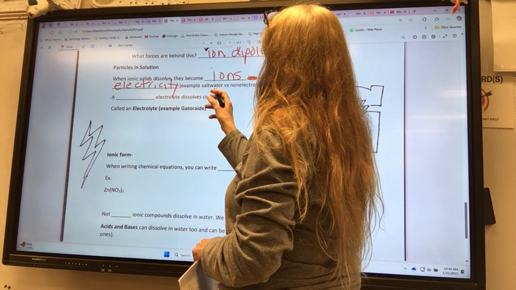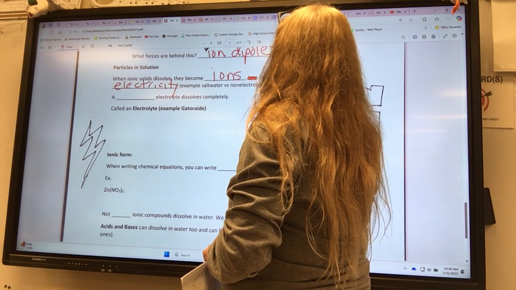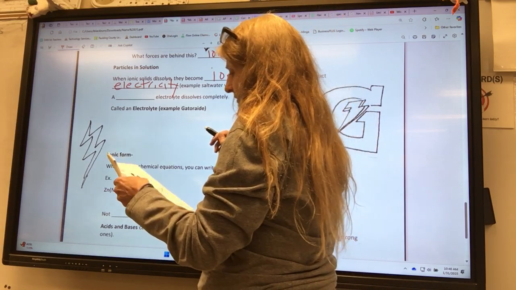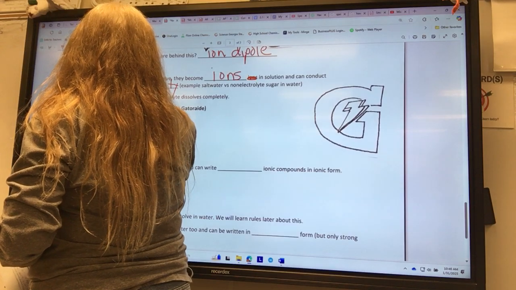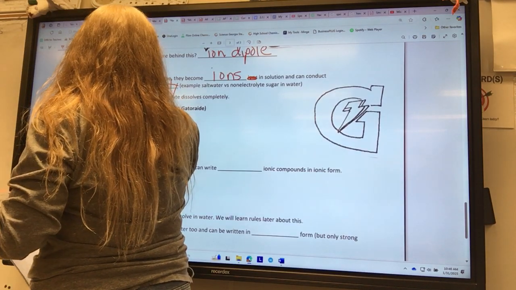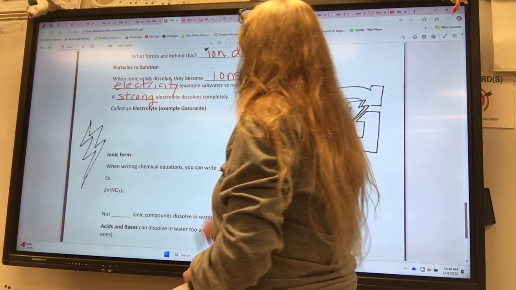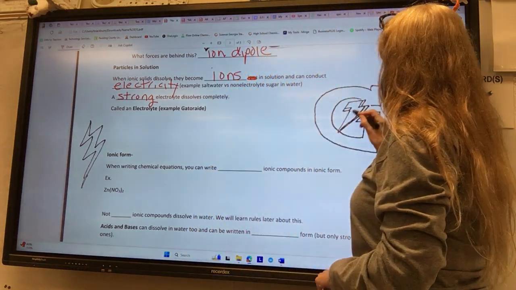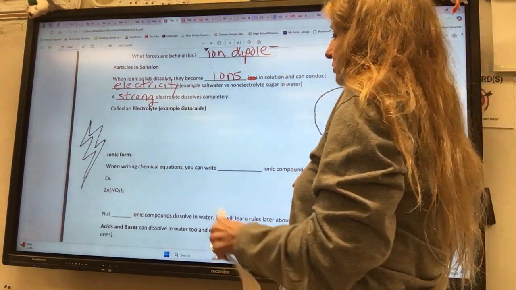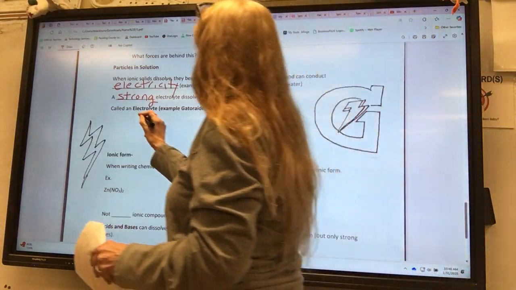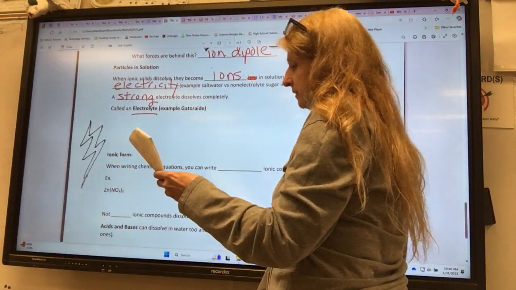So salt water conducts electricity, the non-electrolyte sugar doesn't. So a strong electrolyte dissolves completely and conducts really good. So an example is Gatorade, and that's why the Gatorade logo has a lightning bolt on it. Gatorade conducts electricity. Okay, so it's called an electrolyte. You need that word.